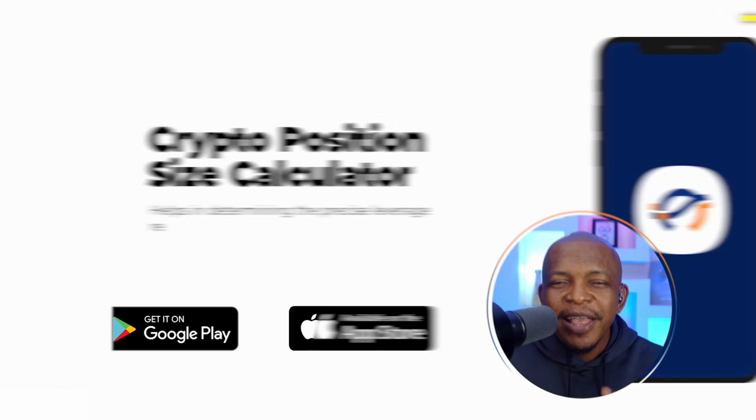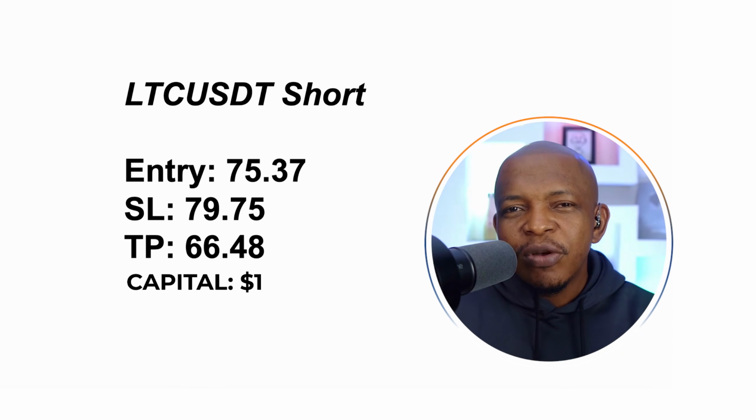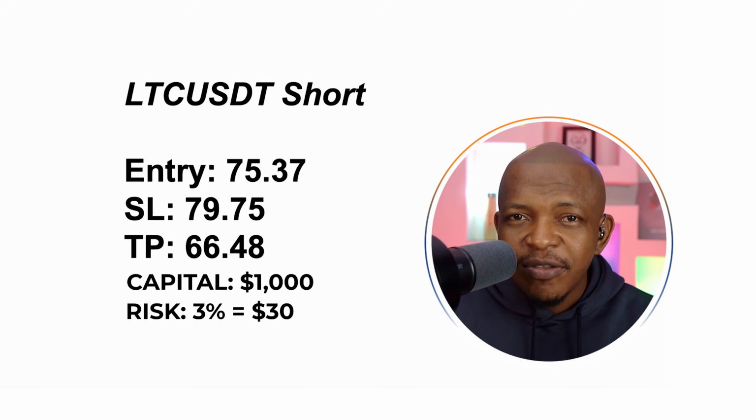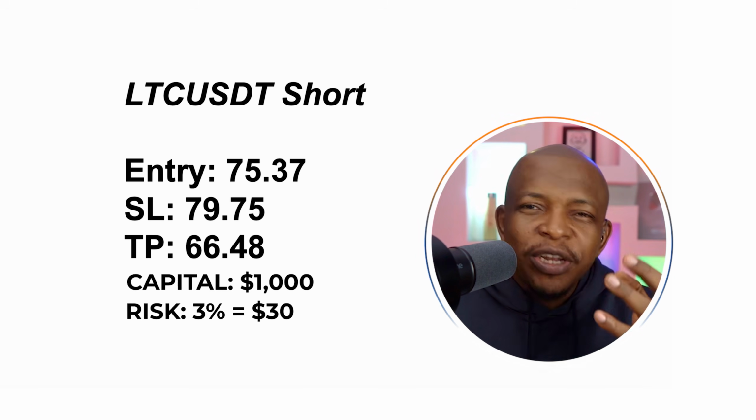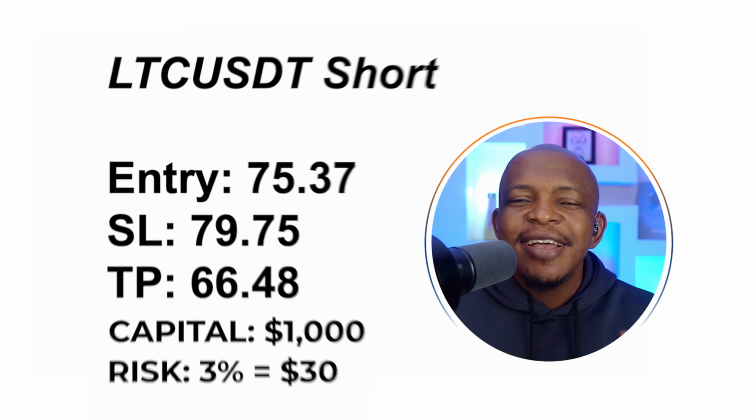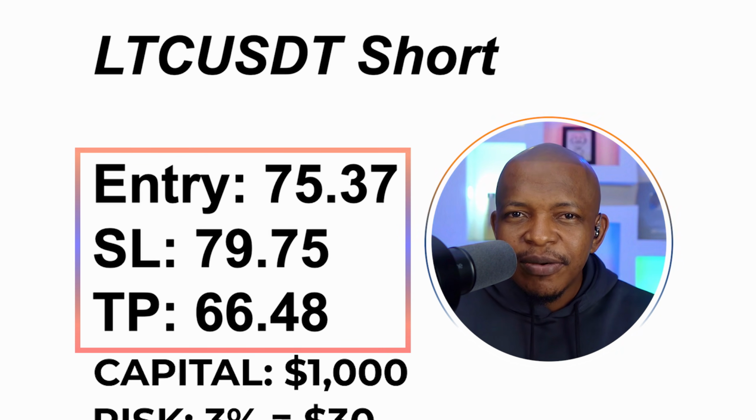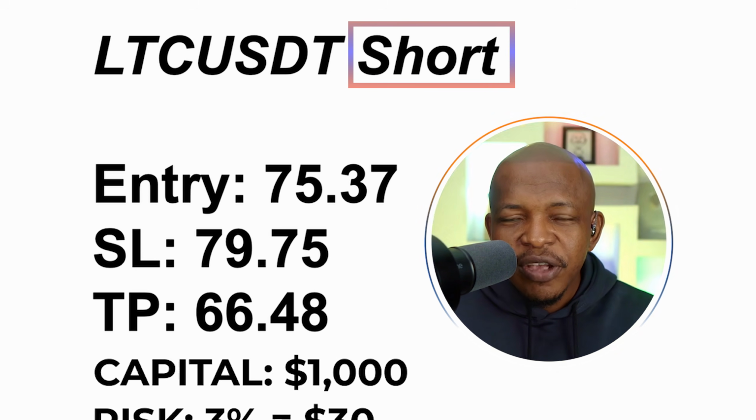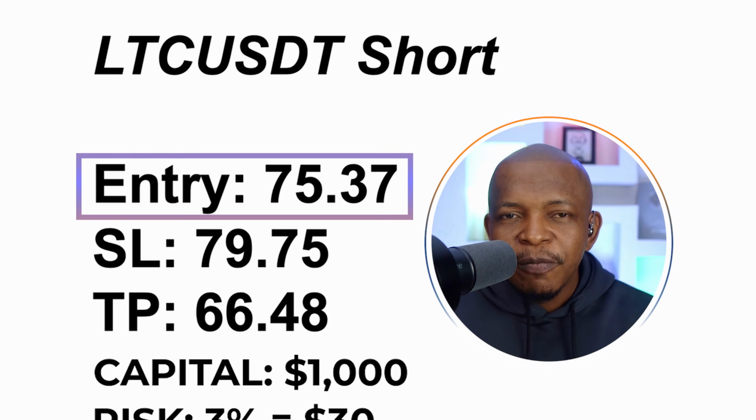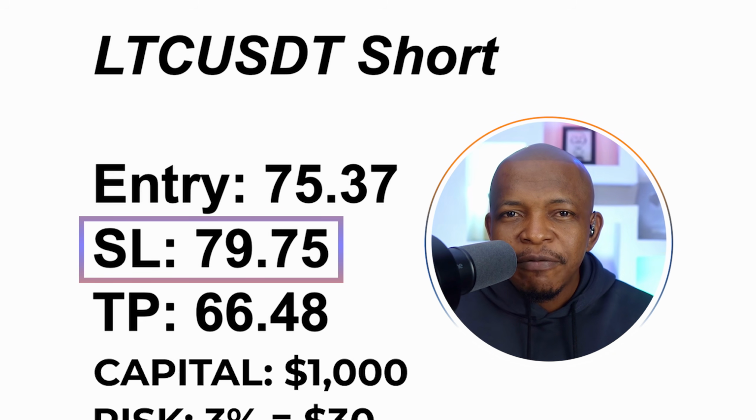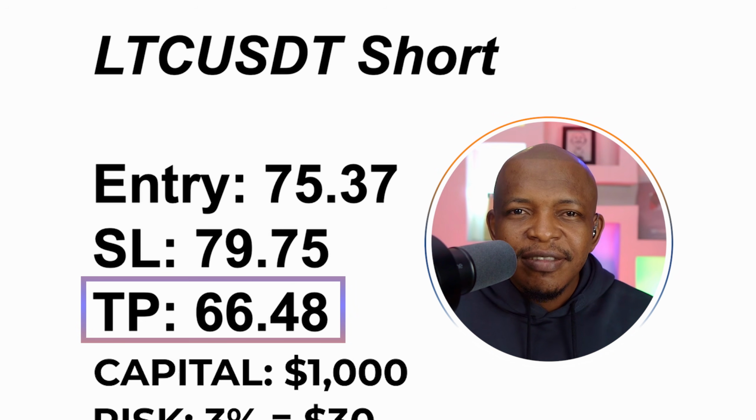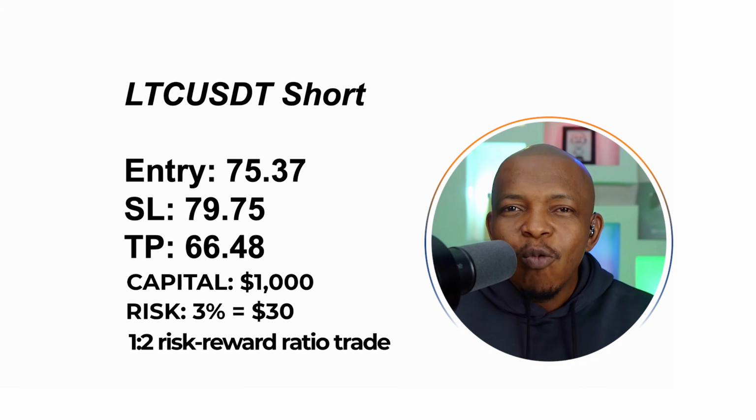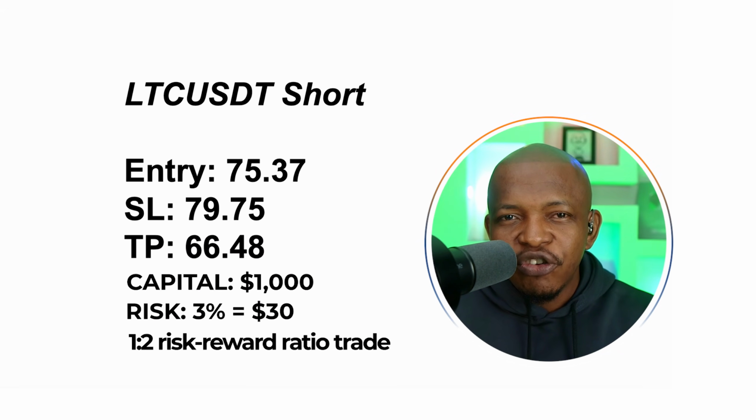Now, let's say my trading capital is $1,000 and I want to risk 3% of this $1,000 per trade, which is $30, and I generated this signal from my strategy. It's a Litecoin USDC. I'm going short. Entry is 75.37, stop loss is 79.75, and take profit is 66.48. This is a 1 to 2 risk reward ratio.